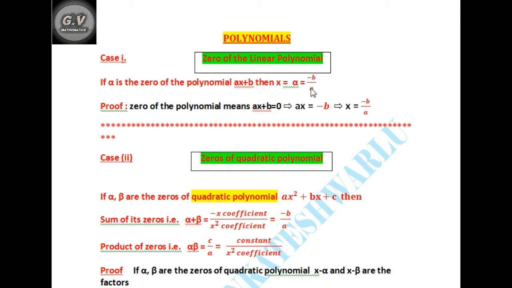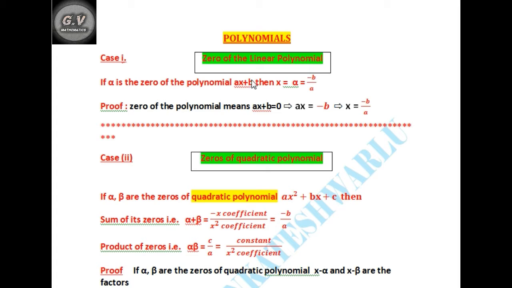Look here. The linear polynomial, the first degree polynomial, is taken as ax plus b. While finding the zero of the polynomial, we equate the polynomial to 0: ax plus b is equal to 0. Here ax is equal to minus b, by transposition. Then x is equal to the reciprocal of a, which is 1 by a, times minus b, so x is equal to minus b by a. At x equal to minus b by a, the value of this polynomial becomes 0.